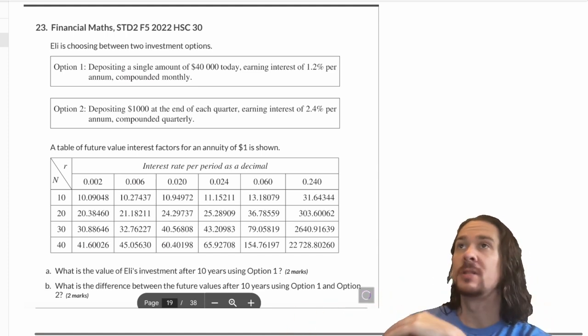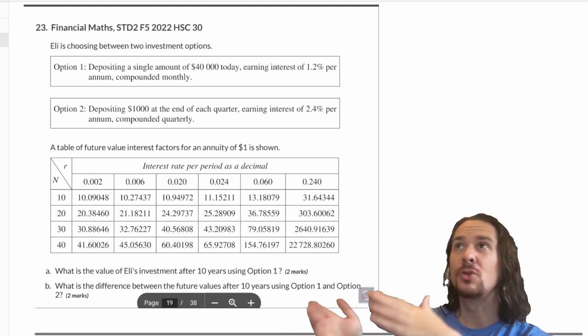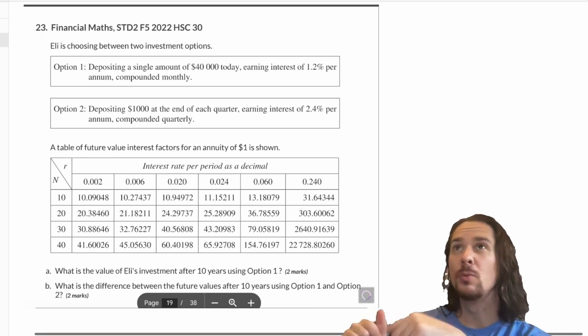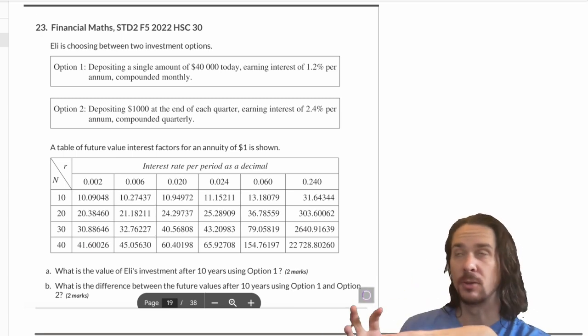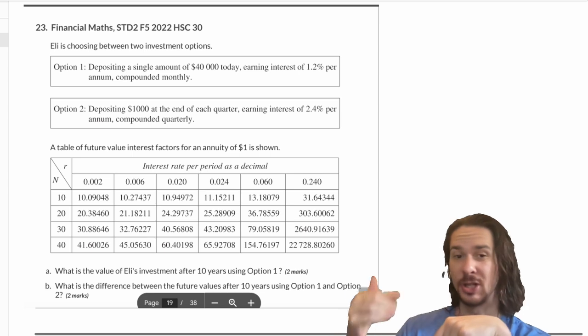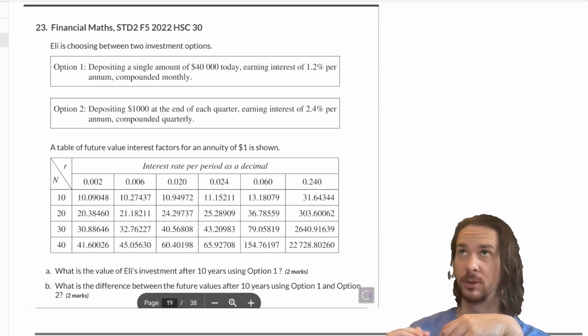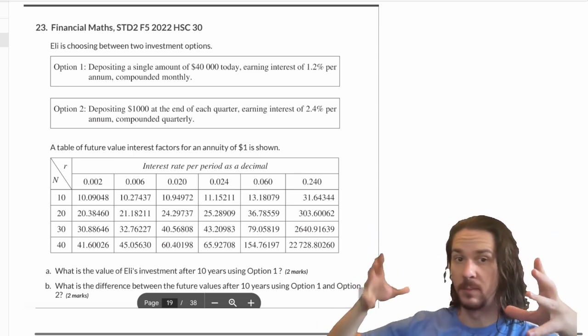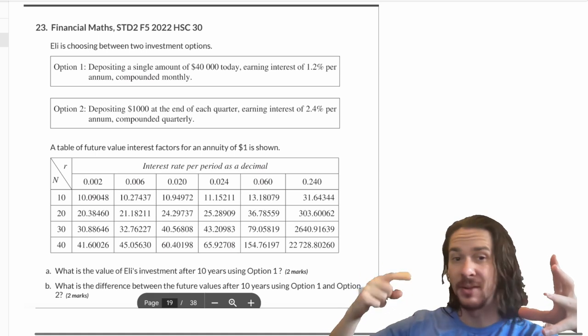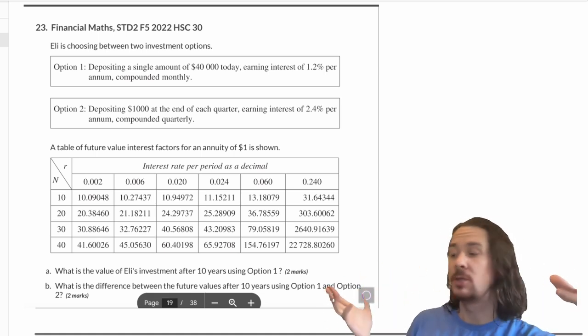Or she could deposit $1,000 at the end of each quarter and earn an interest of 2.4% per annum compounded quarterly. If she deposits today, she gets half the annual interest rate, but it's on a larger amount of money to start with, and it's compounded more frequently. Let's see how much she ends up with.